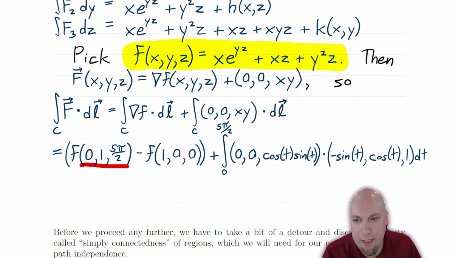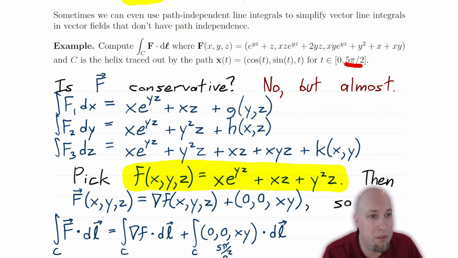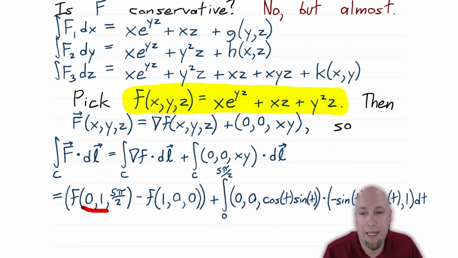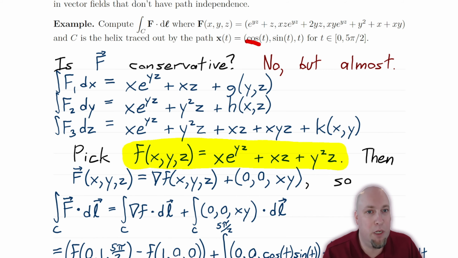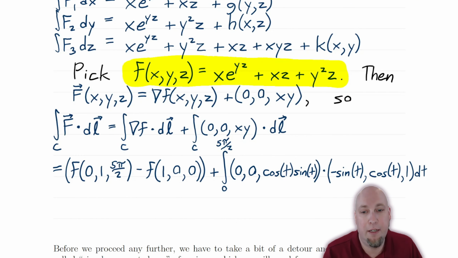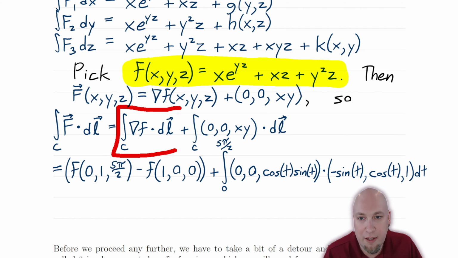And all I've done here is plug the t endpoints into my path. So t equals 5 pi over 2, plug that into the path, and you're going to get 0, 1, 5 pi over 2. Plug the left endpoint in, plug 0 into this path, and you're going to get 1, 0, 0. And that's just f of those two endpoints. Subtract, and whatever this is will equal this first vector line integral here.